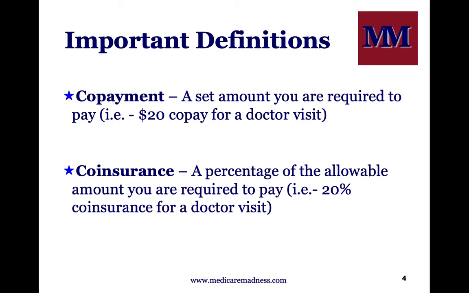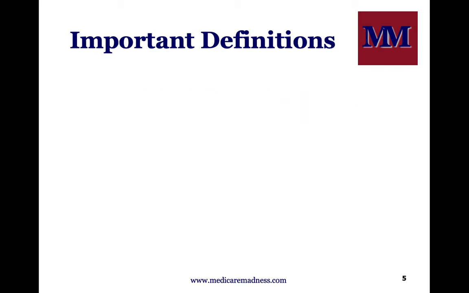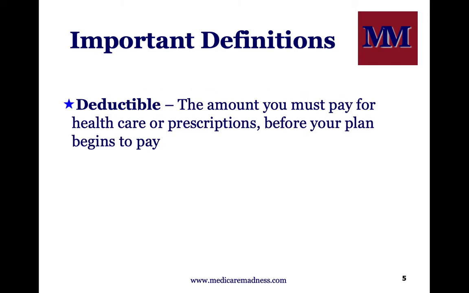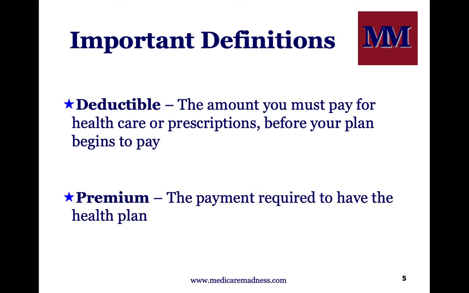Coinsurance is different from a copay in that it is a percentage of the allowable cost. So your out-of-pocket can really fluctuate with coinsurance. Deductible is the amount that you have to pay before the health plan or the drug plan begins to pay anything for the year. And the premium is the amount that you have to pay to have the health plan whether or not you use it.